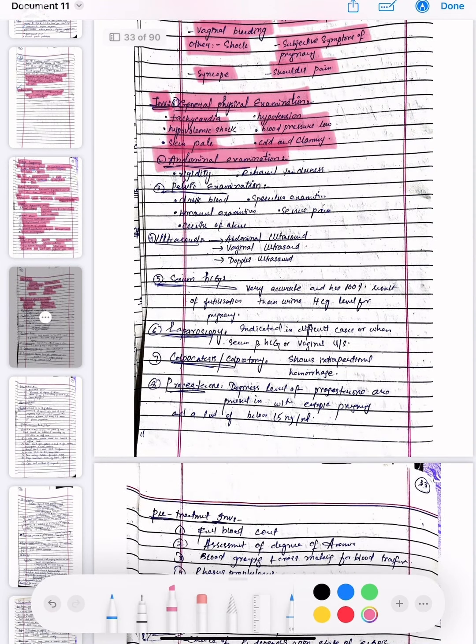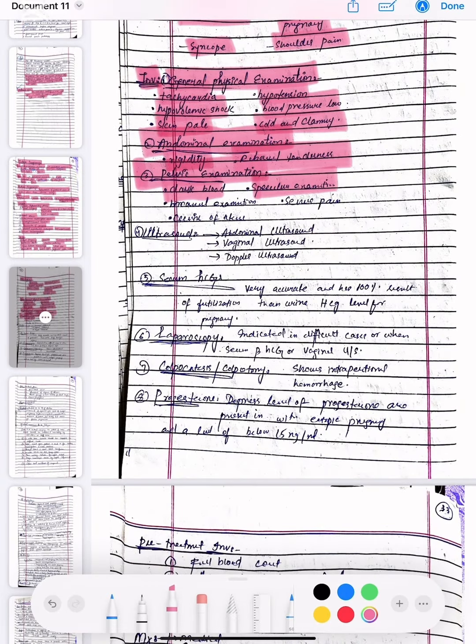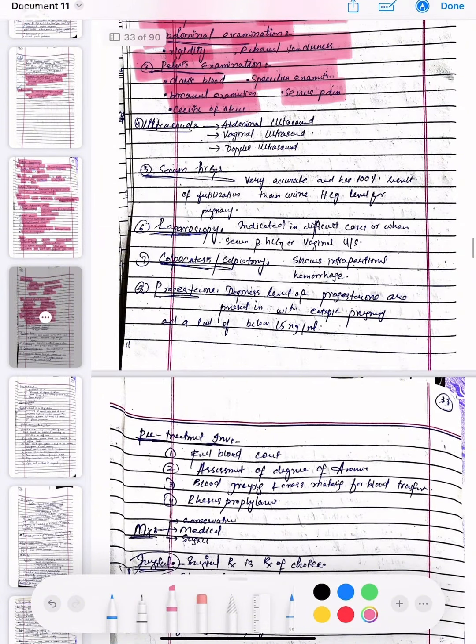Abdominal examination is done, which will show rigidity and rebound tenderness. Pelvic examination is done, and dark blood will be present. On speculum examination and bimanual examination, severe pain will be present, and the cervix of the uterus is checked. Abdominal ultrasound is done, vaginal ultrasound is done, and Doppler ultrasound is done. Serum HCG is checked, which is very accurate, and urine HCG level for pregnancy.